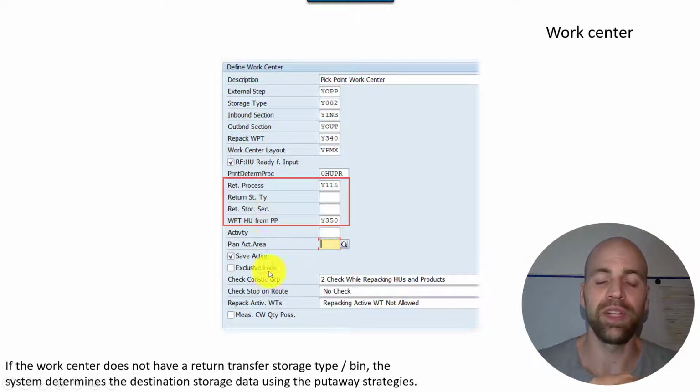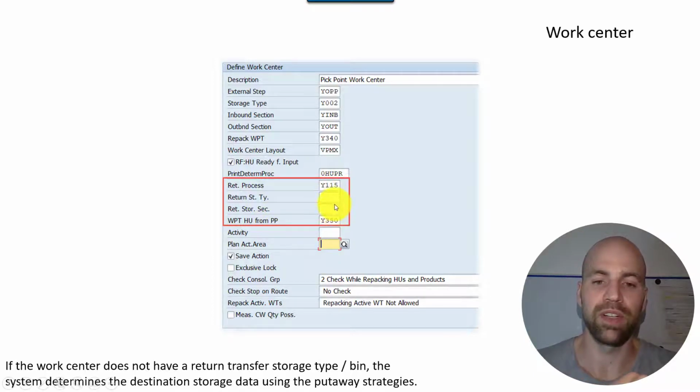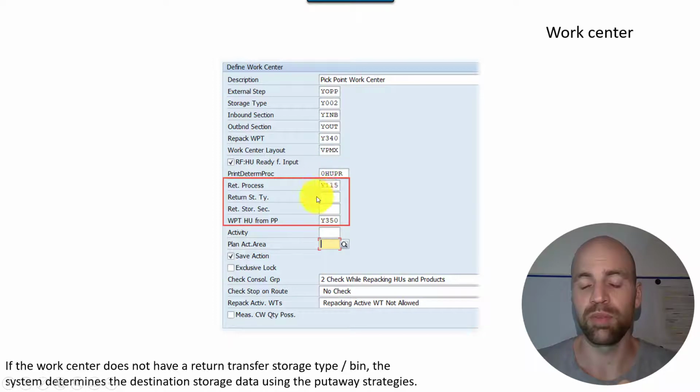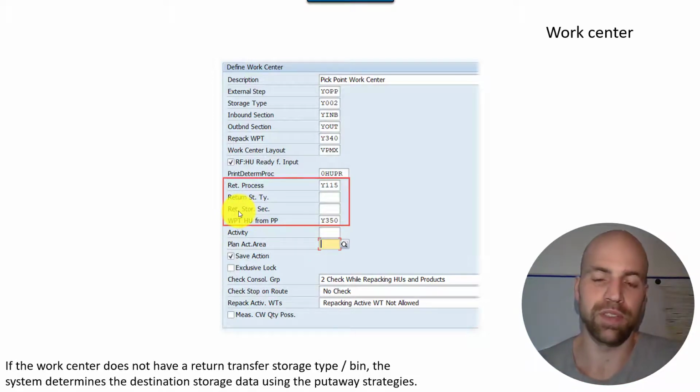And you can maintain it here, and then based on the standard storage type search sequence, determine the storage type, or give the type and section here right away, or keep it completely empty to have the standard determine the type and section and bin and so on via standard customizing. And you know it from the putaway, all this putaway strategy customizing.